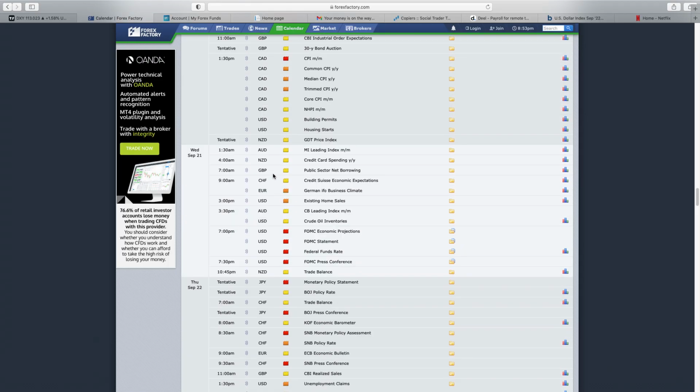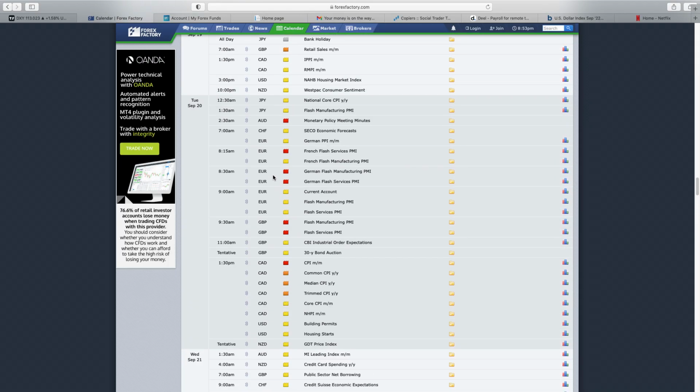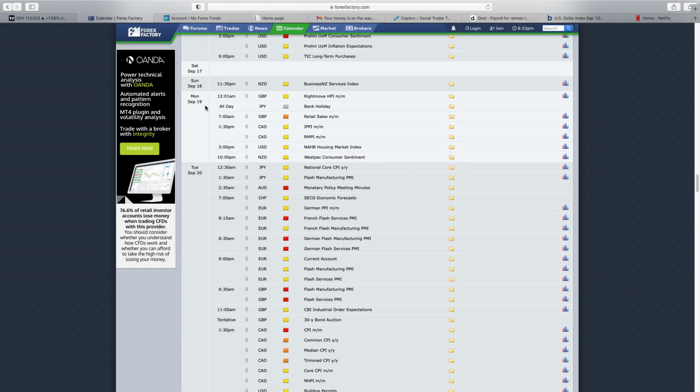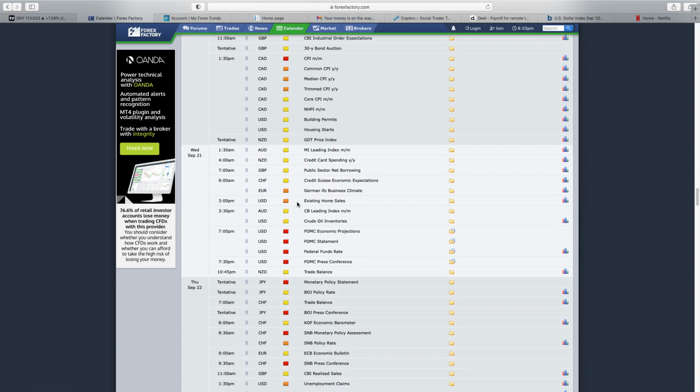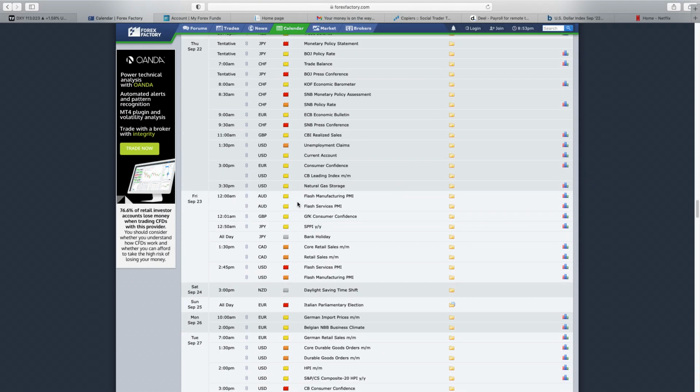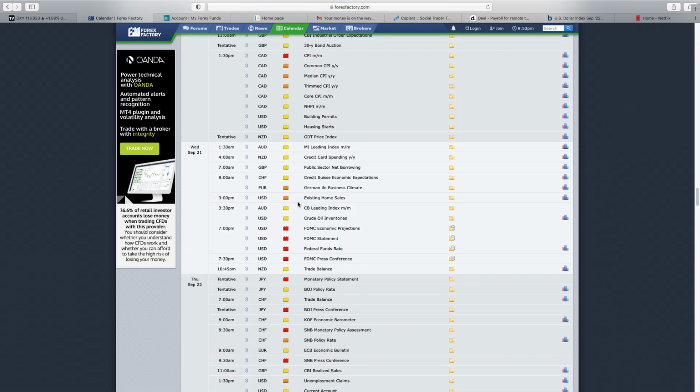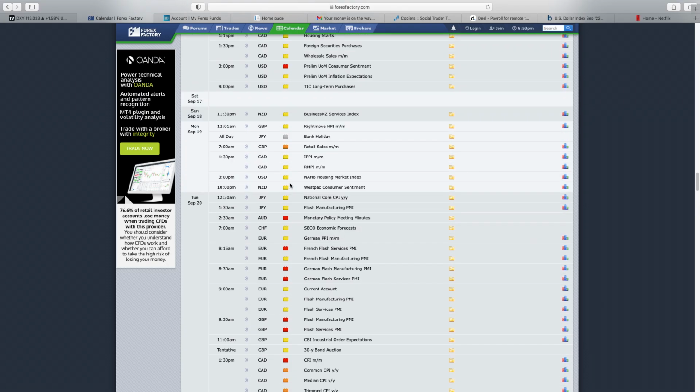So let's look at last week's news, right? It was the week starting the 19th on the Monday. Now, look at how many red folders there were. Now, look at the date of the week starting. Would you agree that the week starting the 19th is the second last week of the month? So it's the middle end of the month, right?